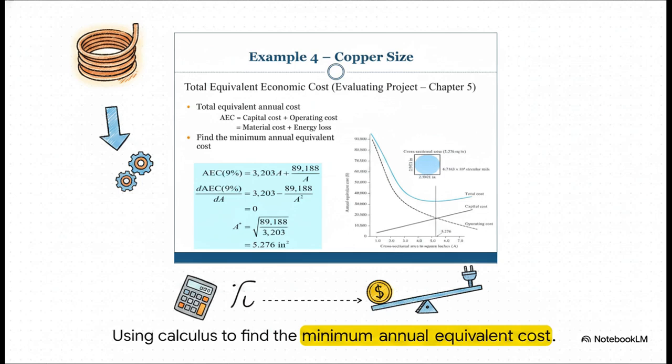By expressing this as a cost model and calculating the derivative to find exactly where it equals 0, we discover the mathematically perfect lowest cost cross-sectional area. In this specific case, it's 5.276 square inches. It perfectly balances your capital expenditure right against your operating efficiency.